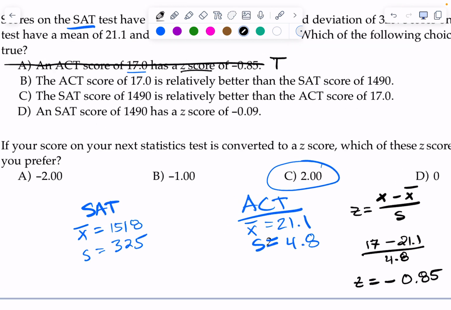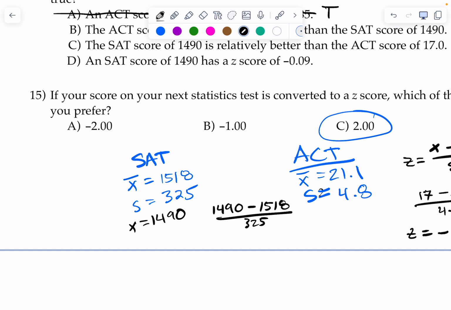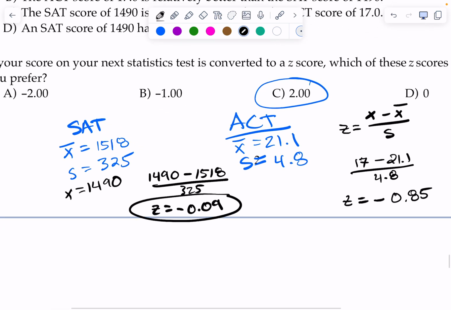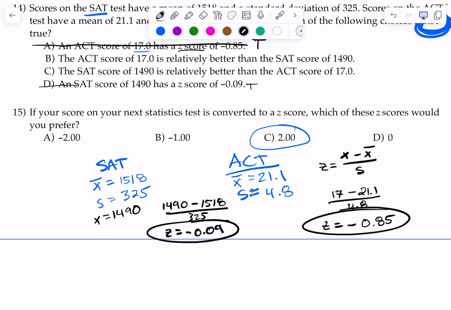It has a z-score of negative 0.09. If we're talking X, my X is 1490 for an SAT score. 1490 minus 1518 divided by the standard deviation. And that means my z-score comes out to be negative 0.09. Yep. Okay, so in each one of them, I am below average, right? So this is true, so that's not the correct answer.